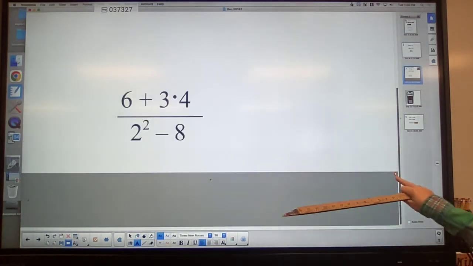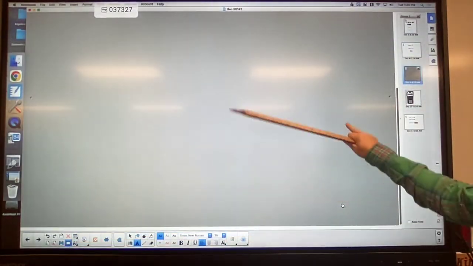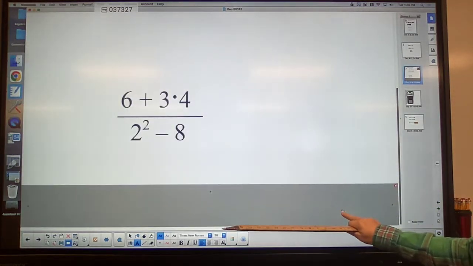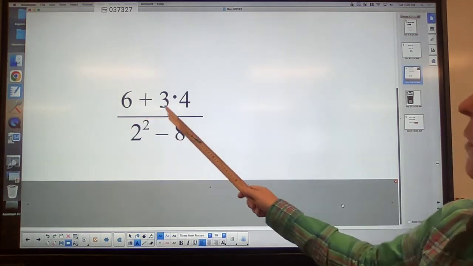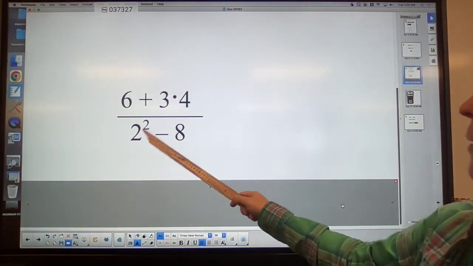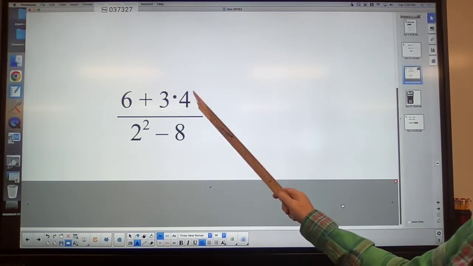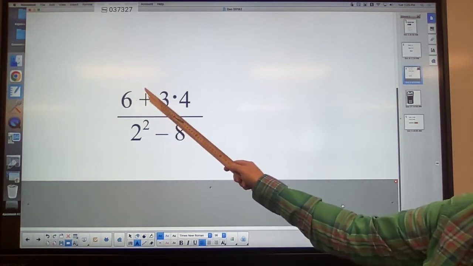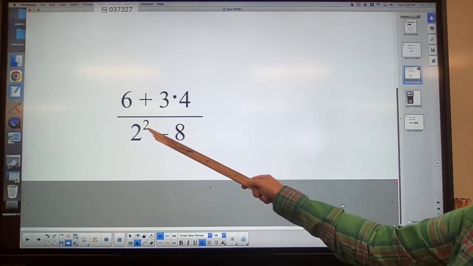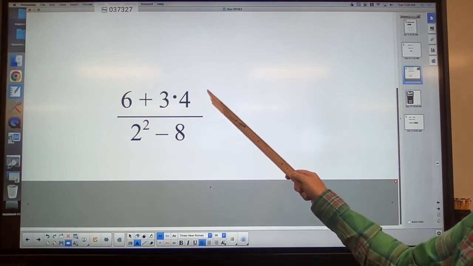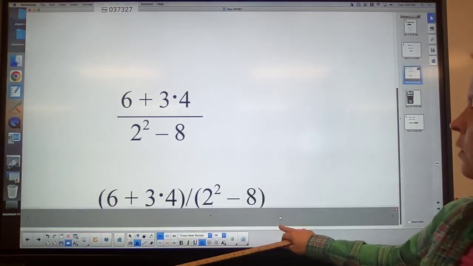And finally, there's a few of these on your assignment. Oops, let me undo that so that you don't see it all at once. When you are asked to evaluate expressions that are in a fraction, you've got to make sure that you're taking care of the numerator first, then the denominator, and last you do division. You don't want to do division until last. The problem is, if you type it in your calculator as 6 plus 3 times 4 divided by 2 squared minus 8, it's going to do exponents first and then multiplication and division. We don't want it to do multiplication first and then division. We want to do the numerator first.